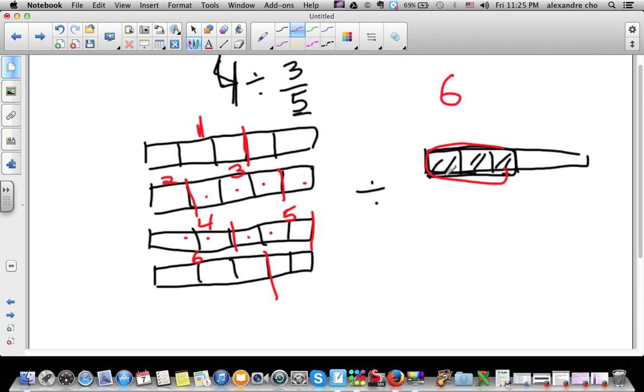And then I can also fit in the first 2. This one and this one can go in here and here. So I can fit the next 2 out of the 3 that I've been trying to fit in. So 4 divided by 3/5 equals 6 2/3.